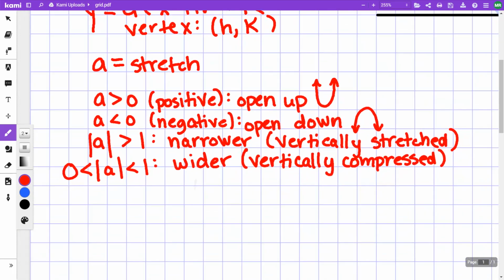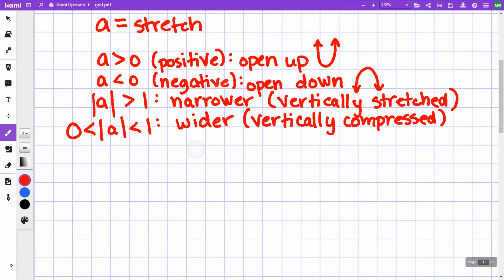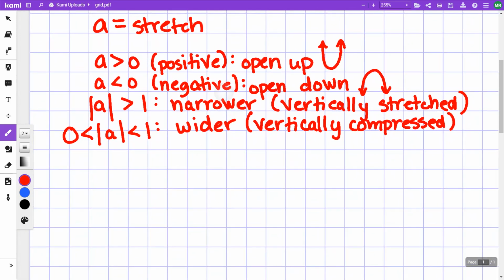Can I move it to that? Anyone copying anything above that? Jared, did you get everything before that? Okay.